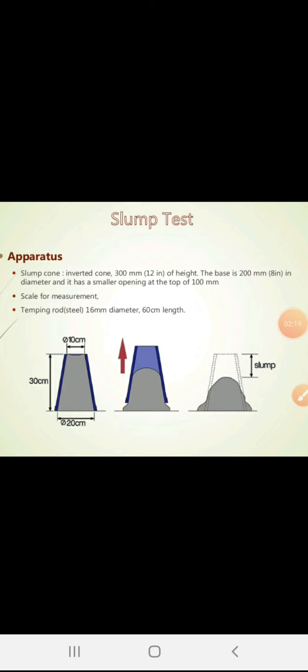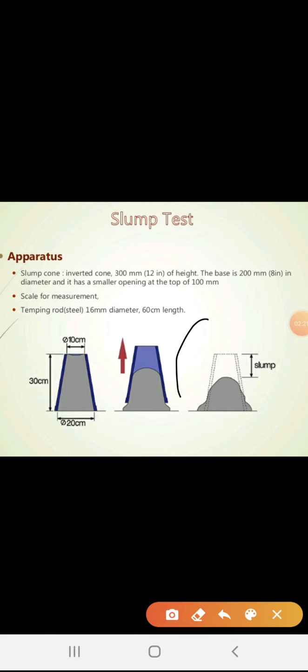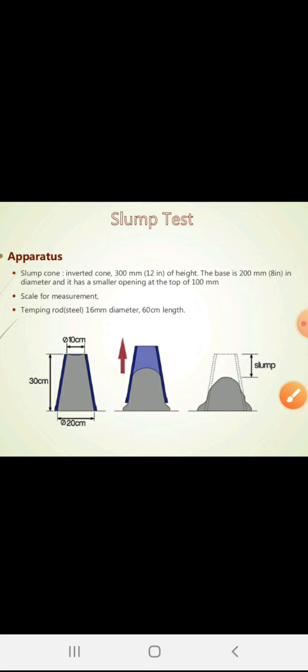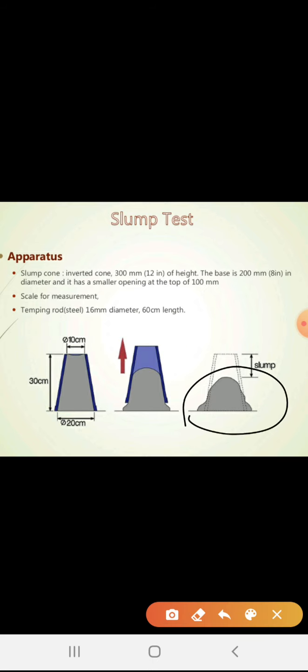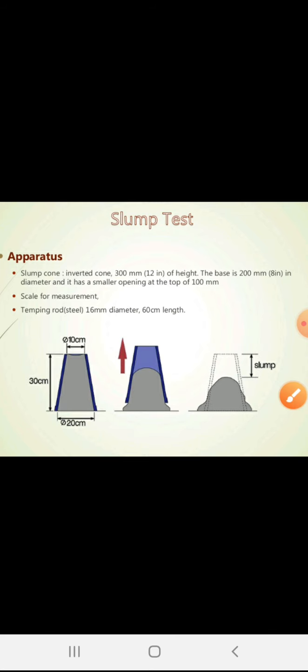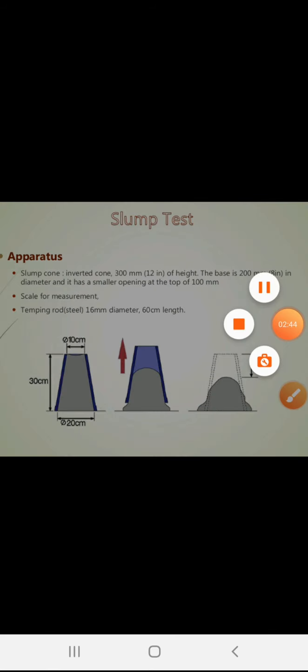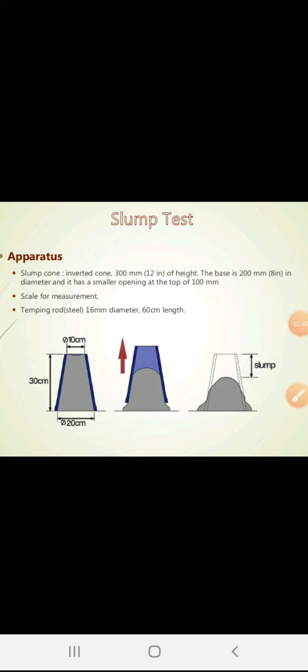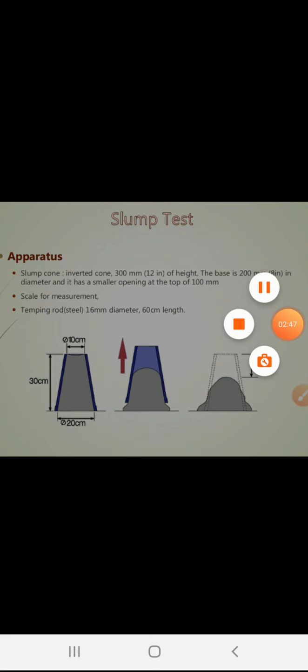Now slowly the cone mold should be lifted in a vertical direction as shown in the figure. After removing the mold, the concrete slump will be formed like this. Now measure the height difference between the conical shape and the concrete after flowing. With the help of this result, we can conclude which type of concrete is suitable for particular work.